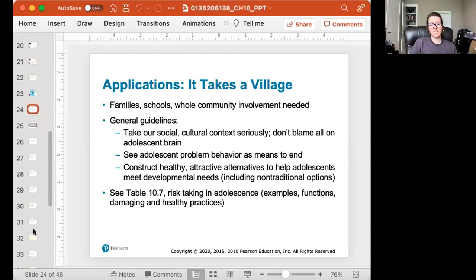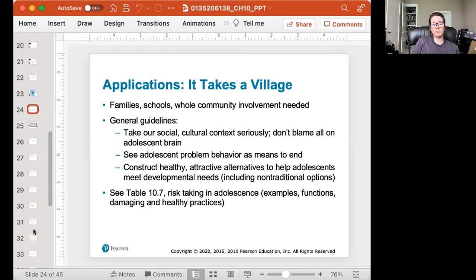General guidelines: we take our social and cultural context seriously. Don't blame it all on the adolescent brain. You can't just chalk it up to, oh, just a teenager. No, they're a creature that is interactive with their environment, which can absolutely have implications for mental health and maturation.